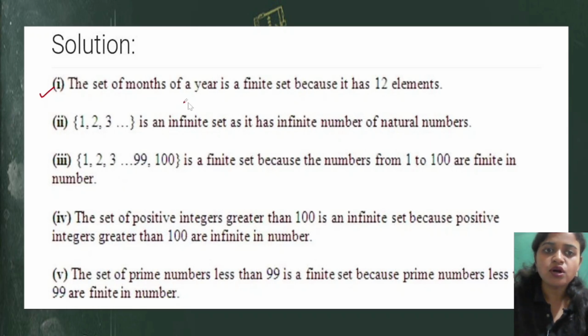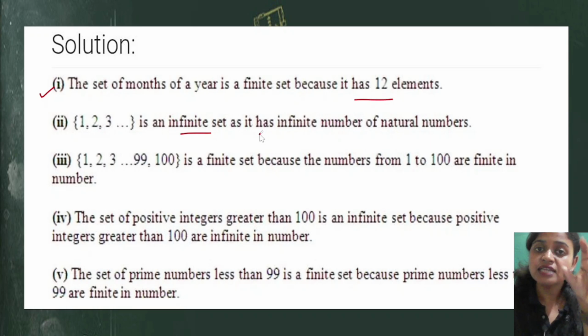The set of months of a year is a finite set because it has 12 elements. We have to write like that on your exam paper. Now, question number 2: 1, 2, 3 is an infinite set. You have to mention the reason also, why it is an infinite set, why it is a finite set. Clear?